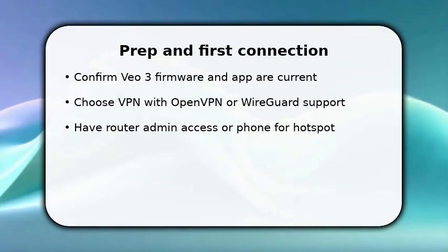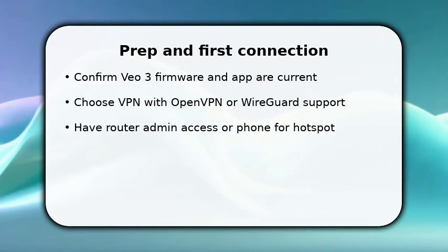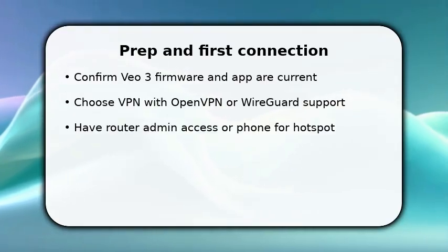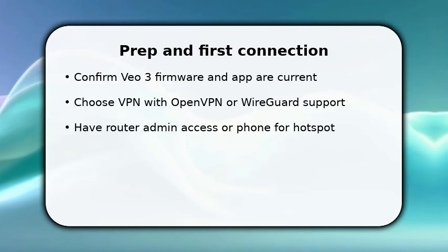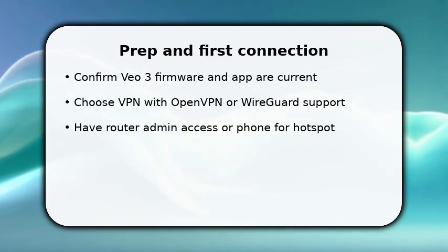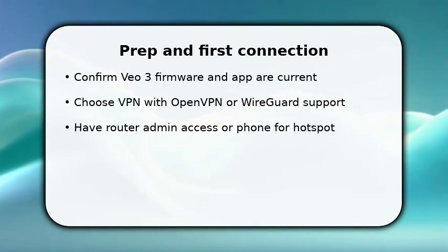You start by confirming the VO3 and companion app are updated. Firmware mismatches break remote streams. Next, pick a VPN that supports OpenVPN or WireGuard because those protocols offer stable tunnels and low latency.